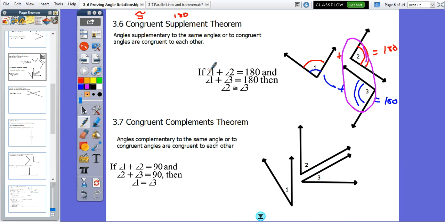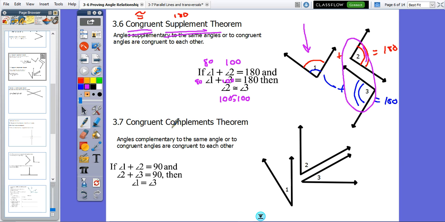So for example, if angle 1 is 80, the only way 80 plus some angle equals 180 is if this is 100. Well, if that same 80 is added to another angle and I get the same amount, 180, then these two have to be the same amount. Okay, so that's what the congruent supplement theorem is. If two different angles are supplementary with the same one angle, then those two angles have to be congruent.